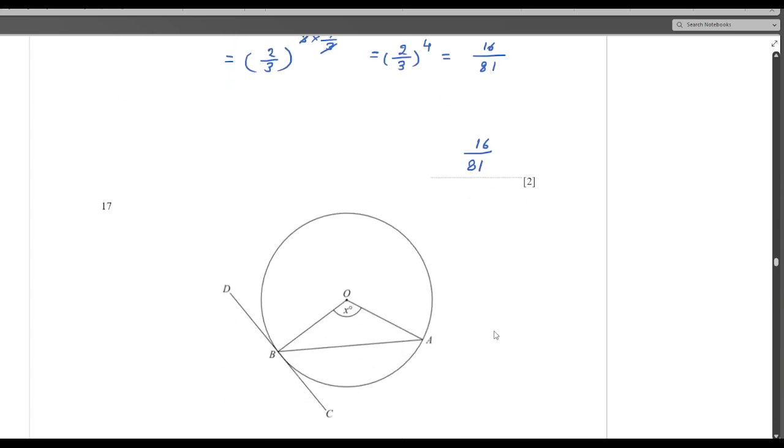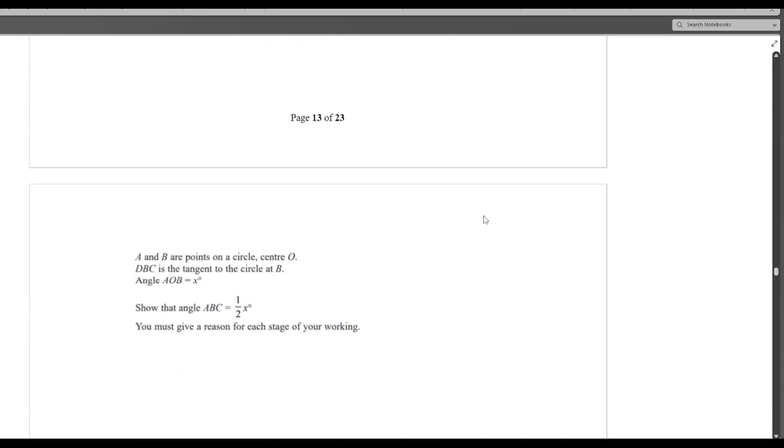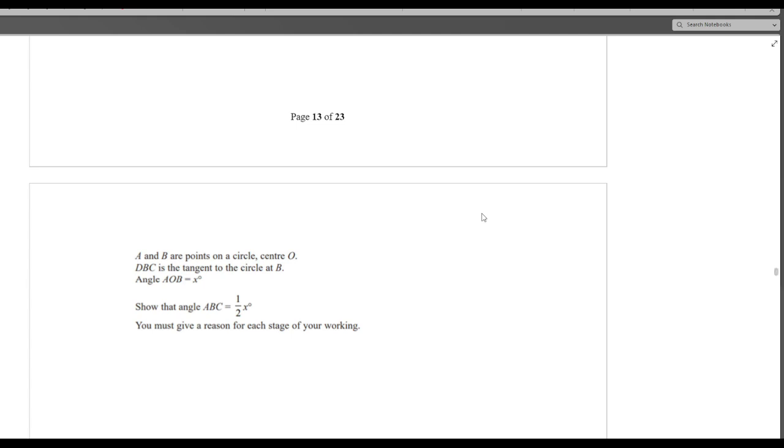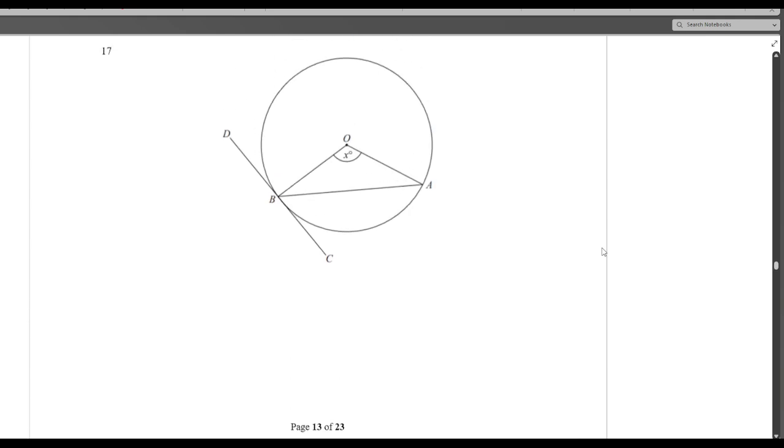Now question number 17. A and B are points on the circle center O. DBC is tangent to the circle. Angle AOB is x. You have to show that angle ABC is half of x. You have to show that angle ABC, this is half of this angle. Okay, so let us begin. This angle I need to find out.